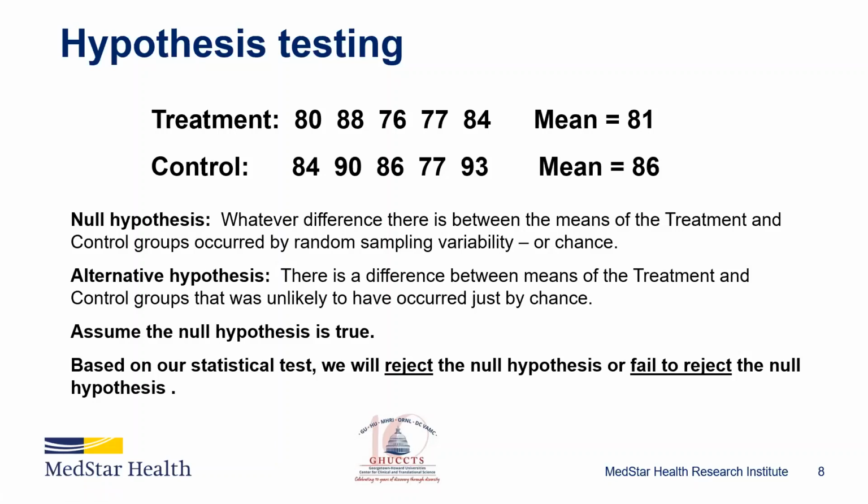And our alternative hypothesis, of course, is that we want to be able to say that this difference is unlikely to have occurred by chance, and so therefore I can reason or make a conclusion that the difference is due to whatever treatment was applied here. And so based on our statistical tests, we will either reject the null hypothesis, which is to say that it's unlikely that our difference occurred by chance, or we'll fail to reject, which means we really don't have any evidence for a difference.